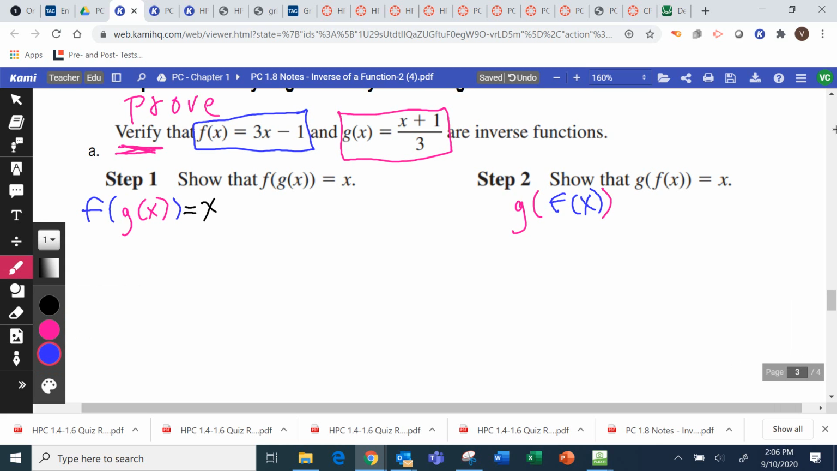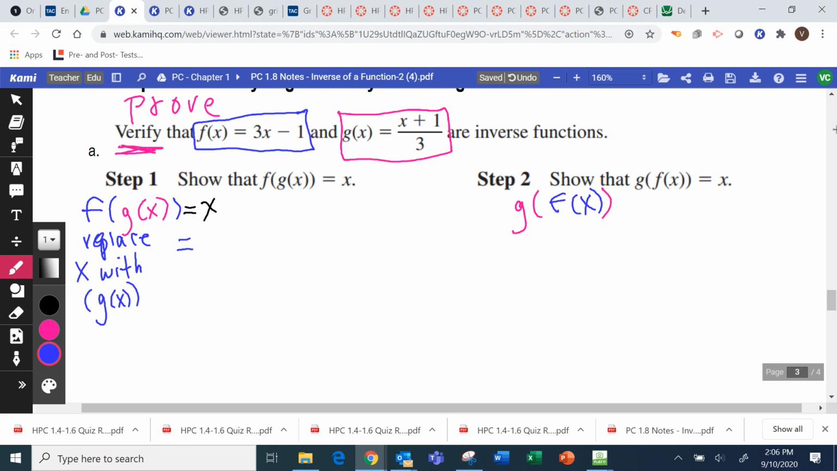So for f of g of x, we're going to start with our f equation. And what f of g of x means is replace x with parenthesis g of x. These are notes. You don't have to write this every time, but these are notes. So that's what f of g of x means. It means take out the x, put in g of x instead.